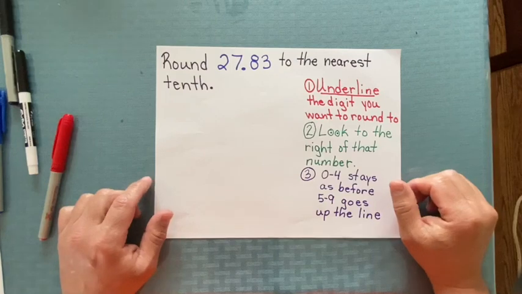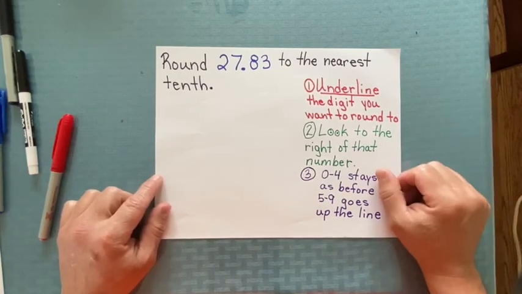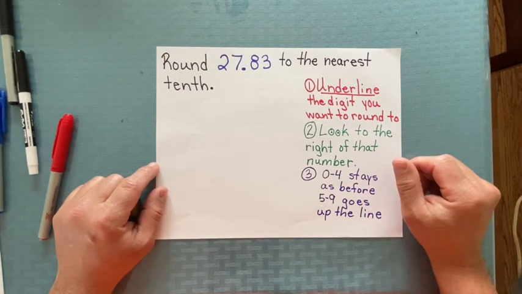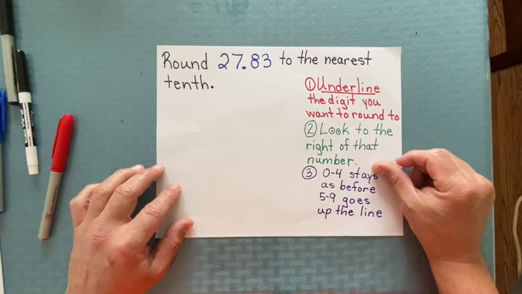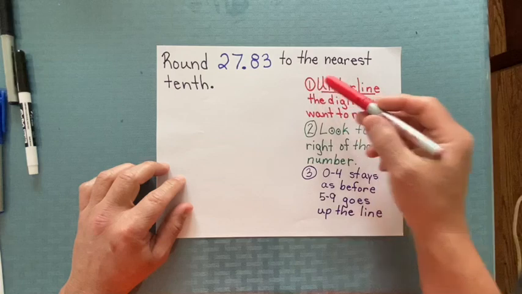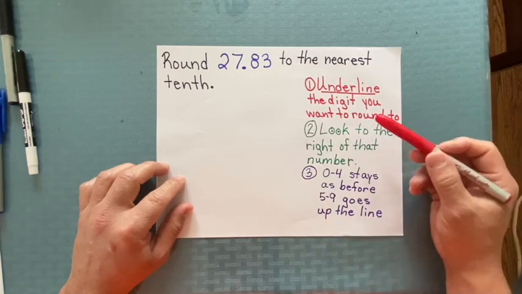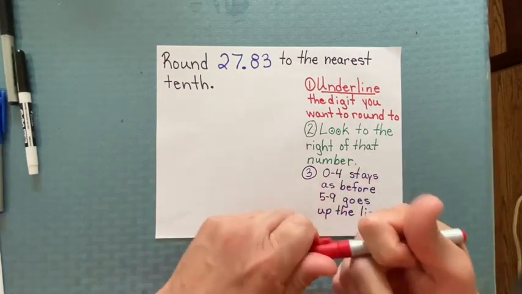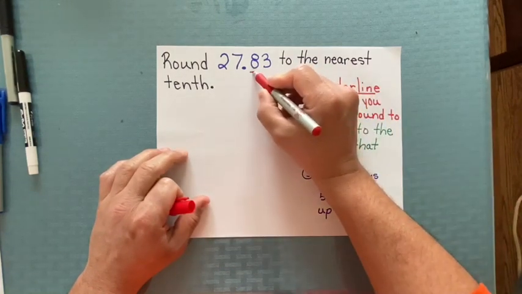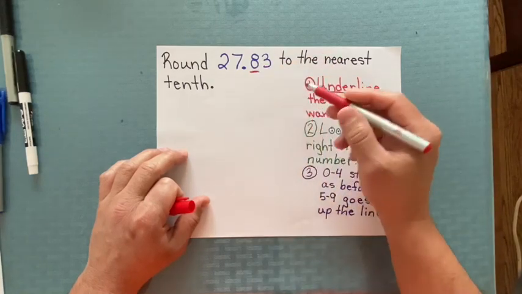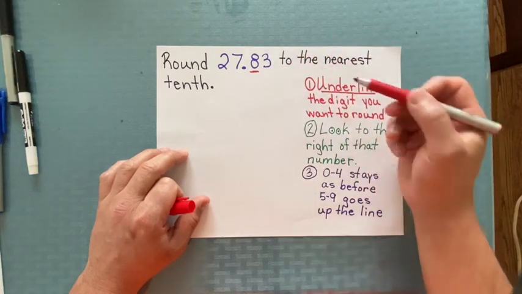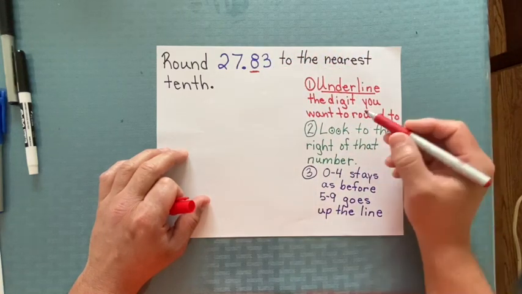Another skill covered in chapters 3 and 4 is rounding decimals. So here's an example. We're going to round 27 and 83 hundredths to the nearest tenth. There's a couple of steps that I'd like you to follow as you go along. The first thing is I recommend you underline the digit that you want to round to. In this case, we want to round to the nearest tenth, so I will underline the digit that's in the tenths spot. That is your 8. So we have ones, tenths, hundredths, thousandths. We're underlining the digit 8, which is in the tenths spot.